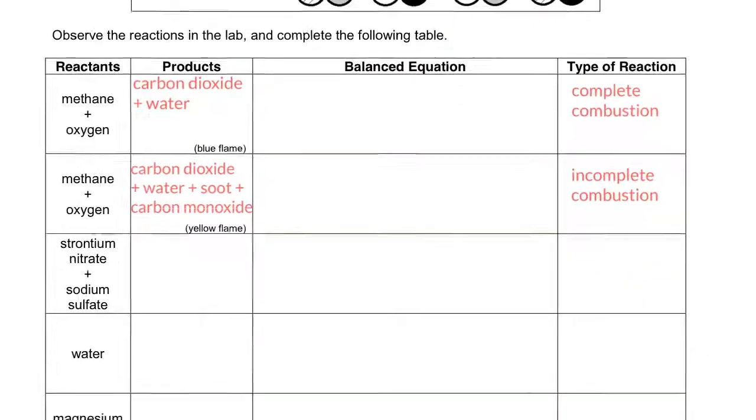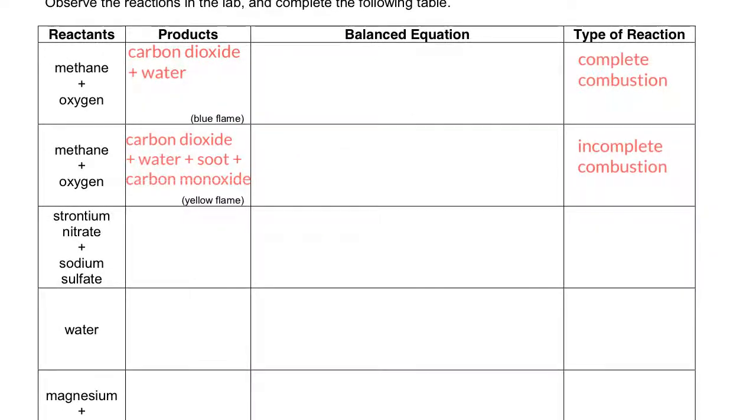The next reaction on the list is strontium nitrate and sodium sulfate. This was the reaction between those 2 aqueous solutions, and the product was cloudy. So we saw sodium and strontium switch spots. So the products were sodium nitrate and strontium sulfate. The strontium sulfate was actually that precipitate, the cloudy substance that we saw. The sodium nitrate was still dissolved in the water.